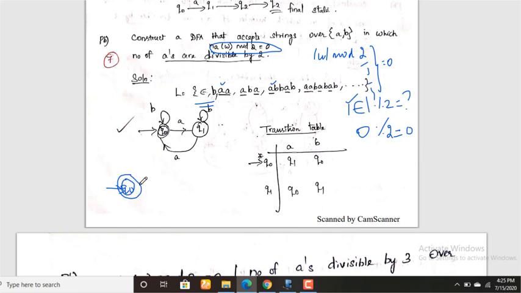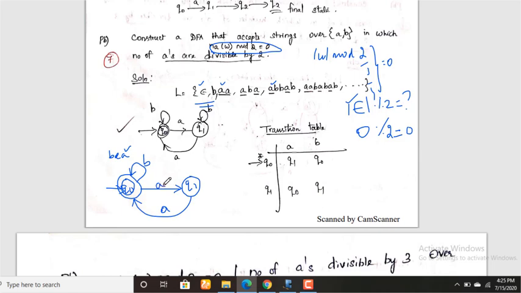Next string BAA. On receiving B, the state stays the same, a self loop. On receiving the next A, it goes to the next state Q1. On receiving the second A, it moves to the final state. Here our starting state also acts as a final state. It plays a double role.